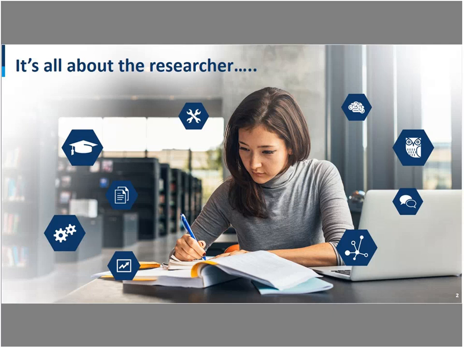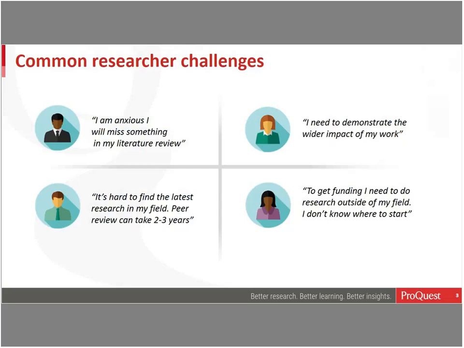Often these different researchers, despite being at different levels and studying different areas, share common goals and common challenges. We hear a wide variety of these, but some are more common than others. Here are a few examples of some of the challenges we hear again and again. The first one: I'm anxious that I'm going to miss something in my literature review. We hear this a lot, especially from researchers sending papers to journals. Also, we hear it's hard to find the latest research in my field.